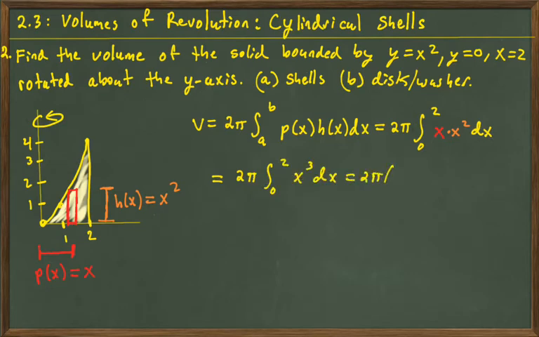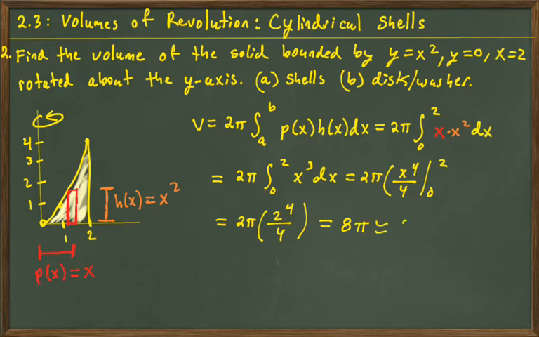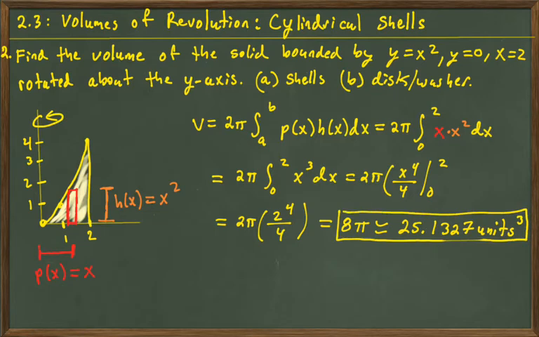So it's going to be 2 pi, x to the 4th over 4, evaluated from 0 to 2. So it's going to be 2 pi times 2 to the 4th over 4. That's 16 over 4, which is, pardon me, 16 over 4 is 4. And then times 2 is 8 pi. And that's approximately 25.1327 units cubed. Okay. And this was just straightforward, easy with the shell method.